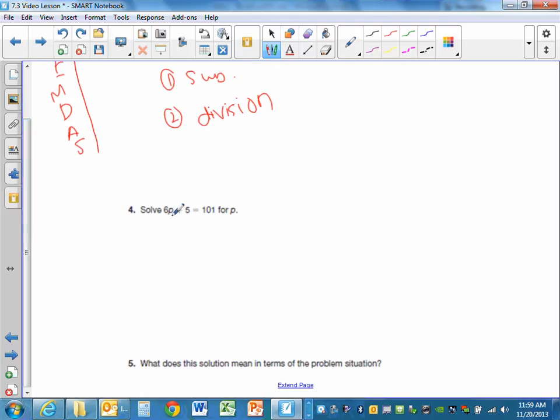Number 4 wants you to solve for 101, or with a cost of 101, how many packs did you buy? And then number 5 says, what does this solution mean in terms of the problem situation? So solve number 4 and answer number 5, and when you're ready, you can go ahead and press play to check your answers.